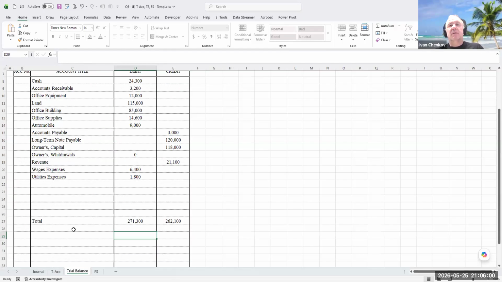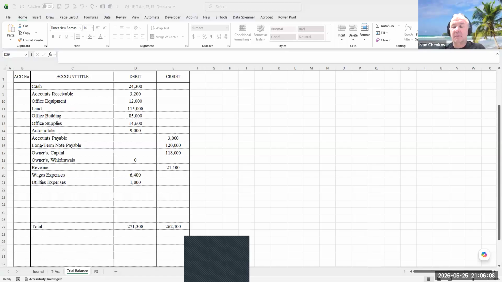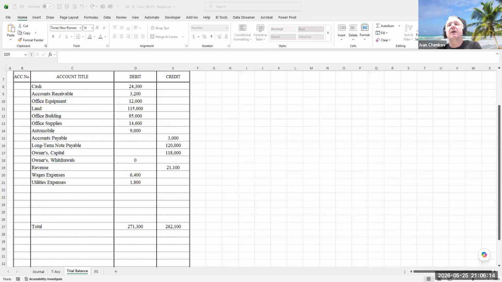Now let's go to the trial balance. On the trial balance, now I'm going to have a mistake, right? The two amounts are incorrect. 271,300 minus 262,100. I have a $9,200 mistake, or difference in this case.